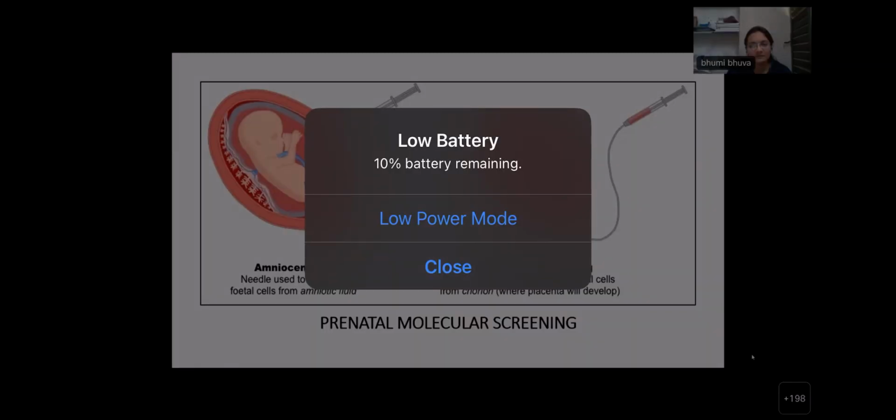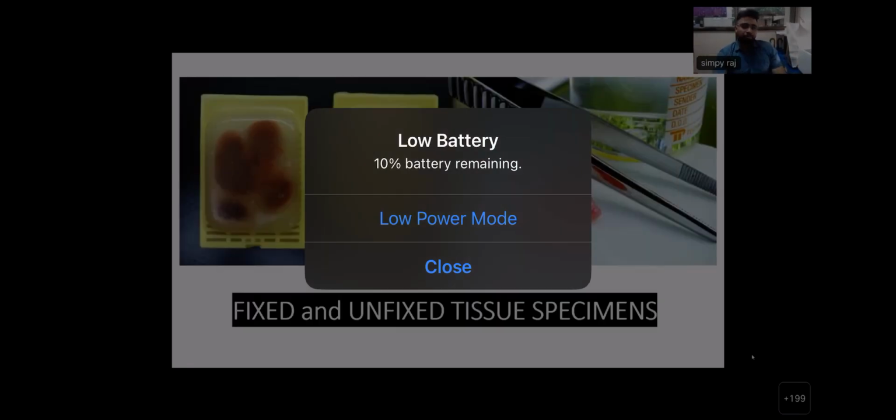Okay, that's okay. So someone said cord blood, that is the right answer, and we can also take the mother's blood sample, where we can find cell-free DNA of the fetus. We can also use them for diagnosis. Coming to fixed and unfixed tissue specimens, we can see two diagrams here: the first one is showing a formalin-fixed tissue specimen, and the other is fresh tissue. This can also be used for extracting DNA or RNA.